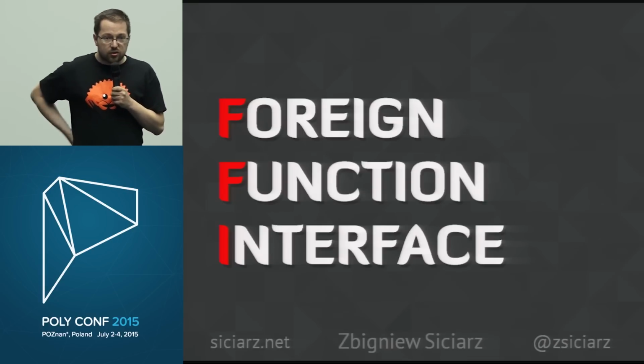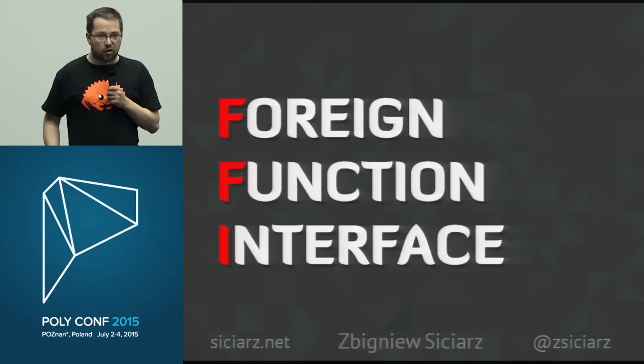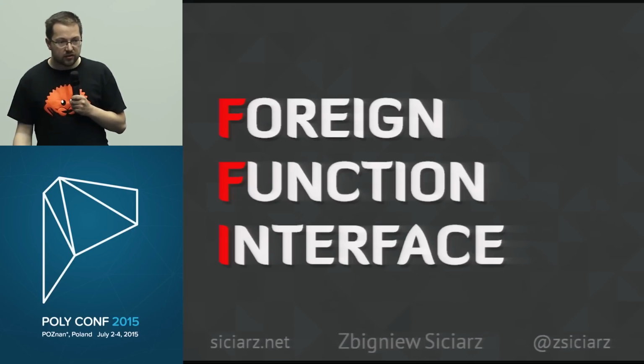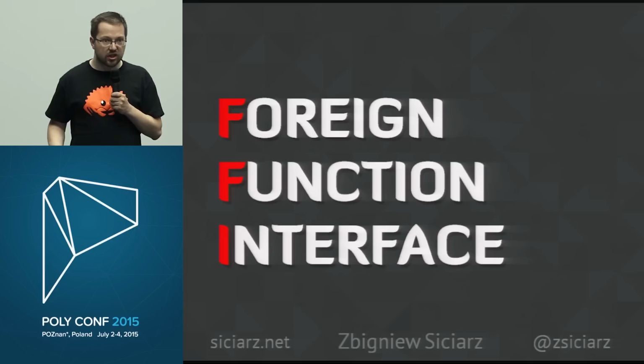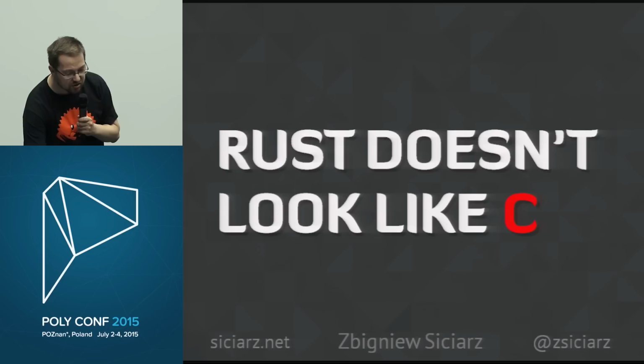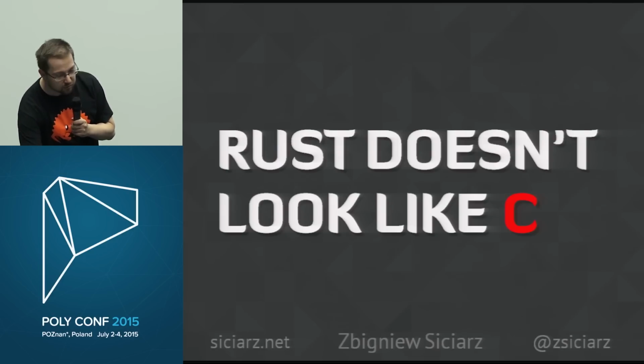Most other languages to interoperate with each other use a concept called Foreign Function Interface, in short FFI. And these languages usually interoperate with libraries written in C. Rust is not C. Rust doesn't really look like C.